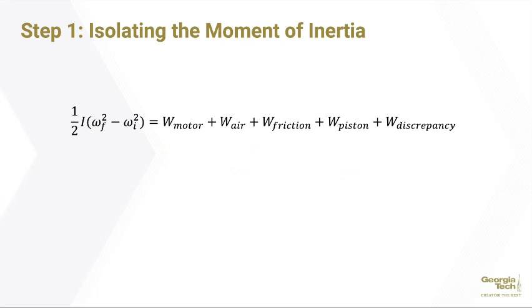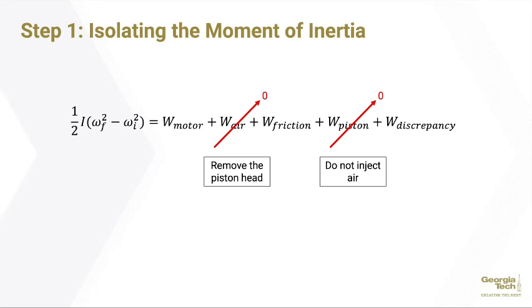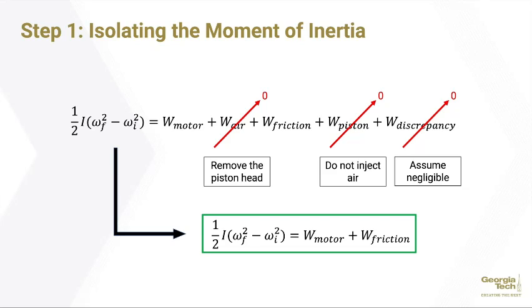We began by trying to find the moment of inertia of our system so that we could determine the kinetic energy term of our equation. By removing our piston head, we prevented the compression and expansion of air from doing any work on our system. Additionally, we did not inject air into our piston chamber. Finally, we assumed that the W discrepancy term was negligible. This yielded the new equation outlined in green.